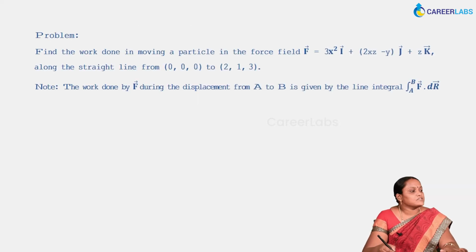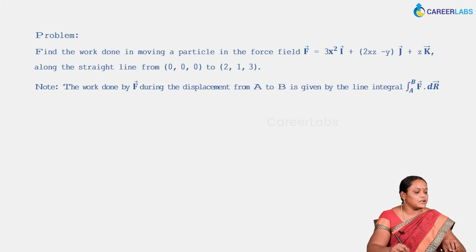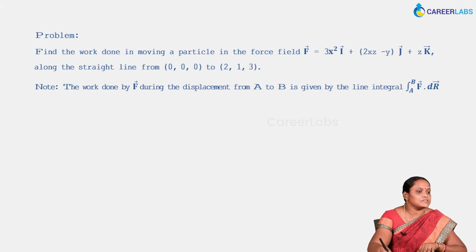Now we will move on to the next problem. Find the work done in moving a particle in the force field f vector equal to 3x square i vector plus (2xz minus y) j vector plus z k vector along the straight line from (0,0,0) to (2,1,3). An important note here is that the work done by f vector during the displacement from A to B is given by the line integral from A to B of f vector dot dr vector.